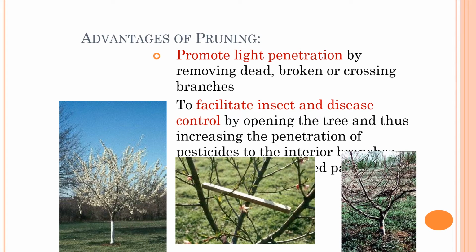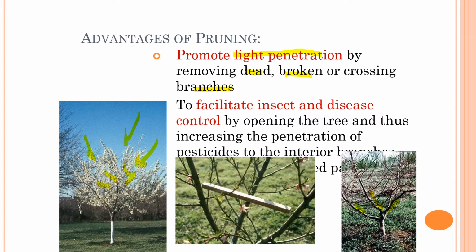Another reason we do pruning is to allow more light inside the tree. So now this is already a pruned tree and the light can go through from all directions. You can see here the spacing allows more light. So when you remove the dead, broken, crossing branches, that will bring more light inside the tree, and so it will enhance flowering and then later on fruiting.